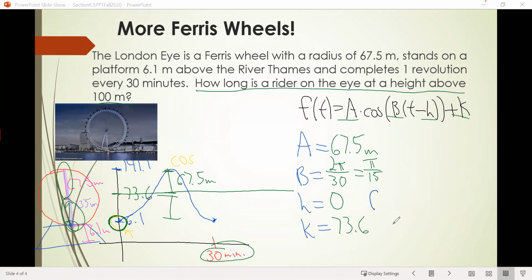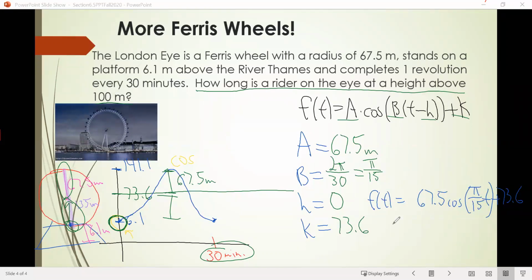So we'll have f of t equals the value for A, which is 67.5, times cosine, the value for B, which is pi over 15. We do t minus h, but h is 0, so we have t minus 0, which just gives us t, and the value for k, which is 73.6. Okay. And that would be our equation.